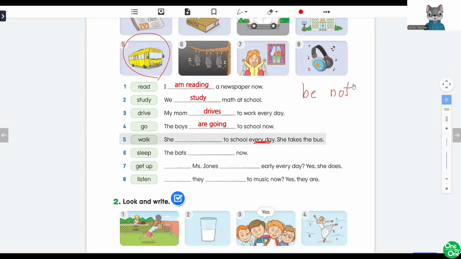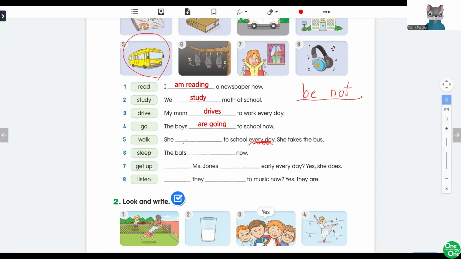Exactly. She isn't walking. Oh, but wait. There's a problem. I made a mistake as well. You see, remember, this is very important. If you see every day, it always has to be the present simple tense, not the present continuous tense. 봐, 이렇게 잘못하니까 잘 봐야 돼.